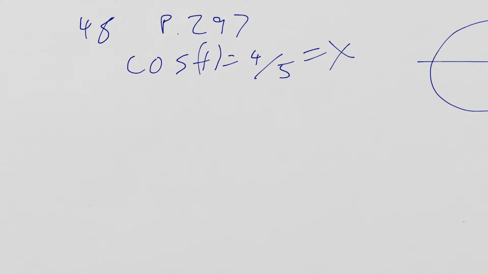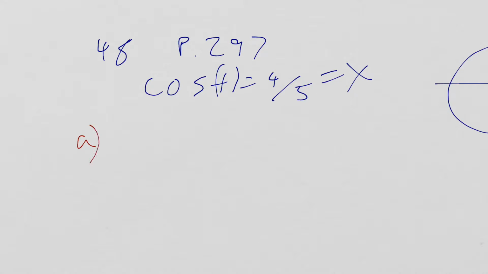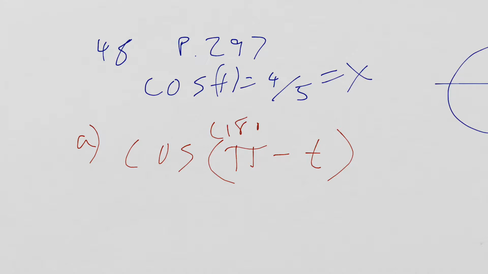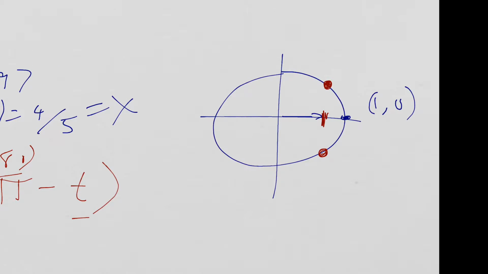Right? Now, part A says, what would happen if I took cosine of 180 minus my angle? Remember, pi is the same as 180 degrees. What would happen to my angle if I took 180 minus my angle? Well, basically the supplement. For angles in the first quadrant, where is its supplement, or where is 180 minus that angle?